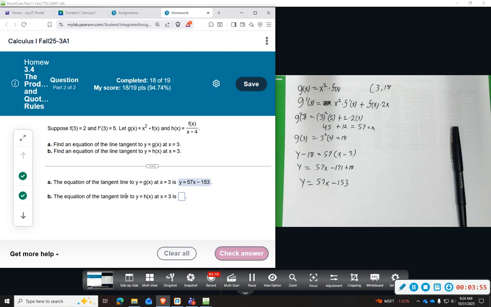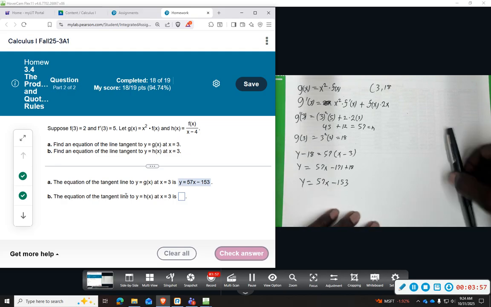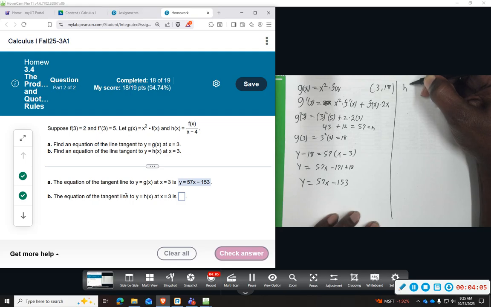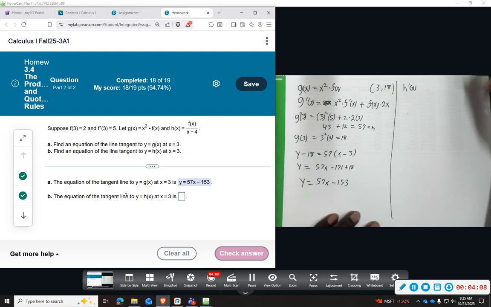Then part B, we're going to do the same thing, except we have a new function, h of x. We're going to find h prime. We're going to have to do the quotient rule. So bottom times the derivative of the top, minus the top times the derivative of the bottom, which will just be 1. Derivative of x is 1. All over the bottom squared. x minus 4 squared.